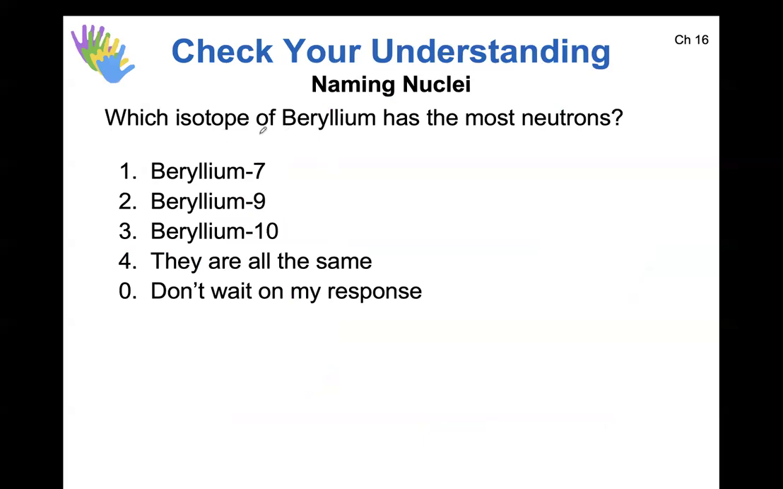So which isotope of beryllium has the most neutrons? Beryllium 7, beryllium 9, or beryllium 10? Tell me. I want to make sure you understand this. So let's get some answers.